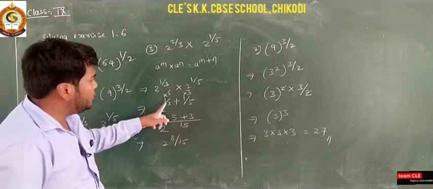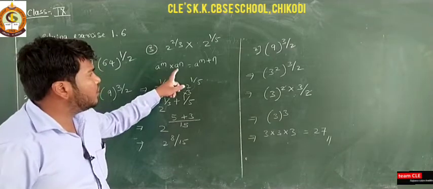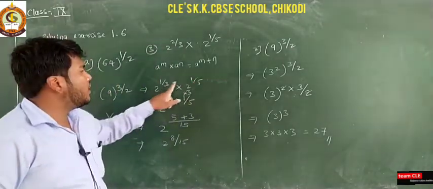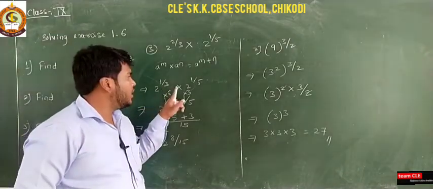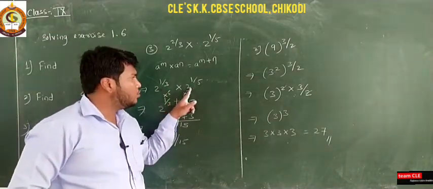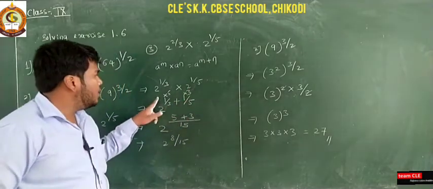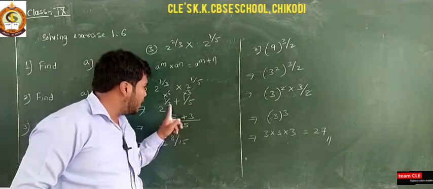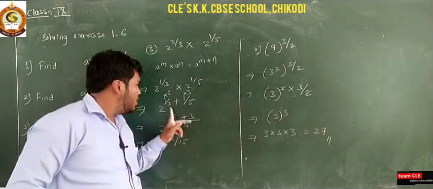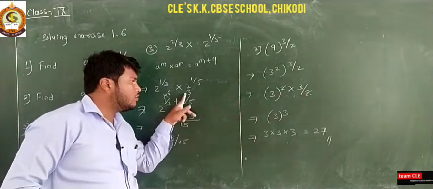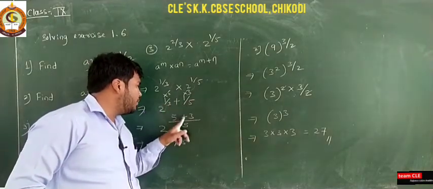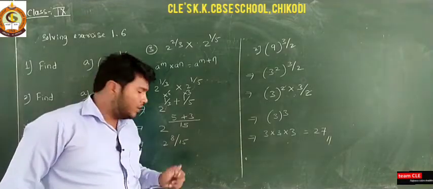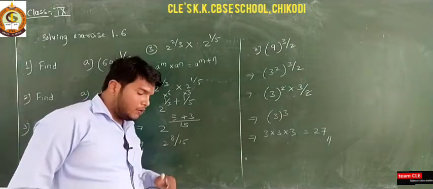First thing, use the formula a raised to m into a raised to n is equal to a raised to m plus n. So now it is 2 raised to 1 by 3 into 2 raised to 1 by 5. So it is 2 raised to 1 by 3 plus 1 by 5. Take the LCM of 3 and 5, you will get 15. 3 5s are 15, 5 3s are 15, 1 5s are 5 plus 1 3s are 3. So 5 plus 3 is equal to 8 by 15. So the answer you required is 2 raised to 8 by 15.